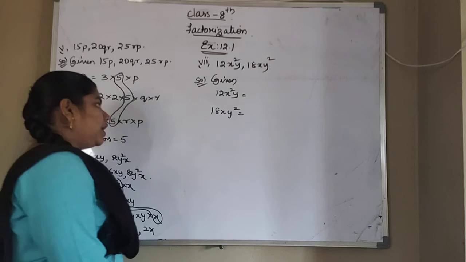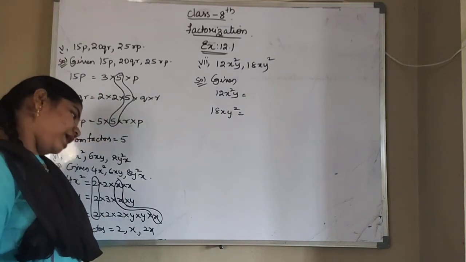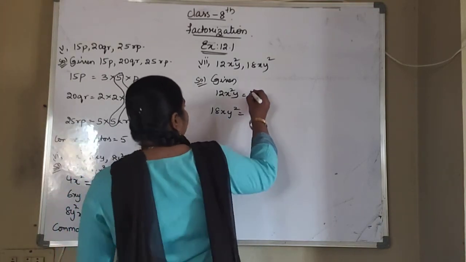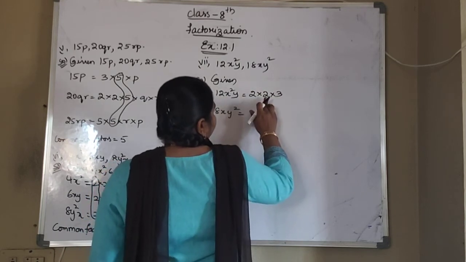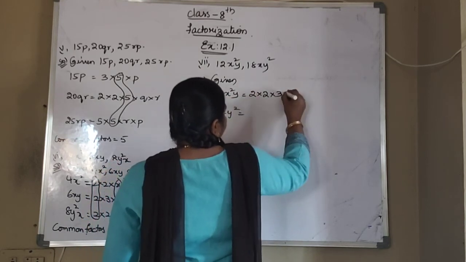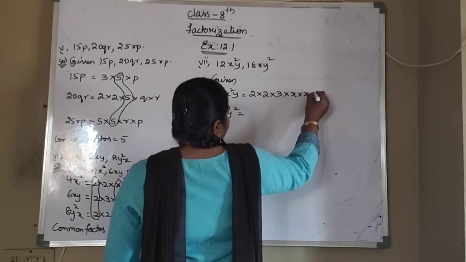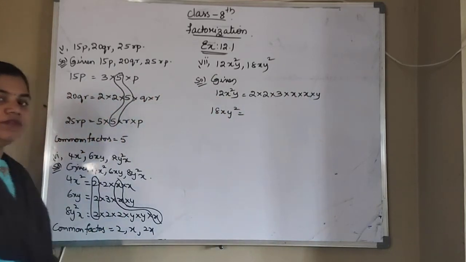How can you write the 12 value? 12 can be written in the form of 4 into 3, that is 2 into 2 into 3. 2 2s are 4, 4 3s are 12. x square can be written as x into x. Only y is there, so multiply only one y.